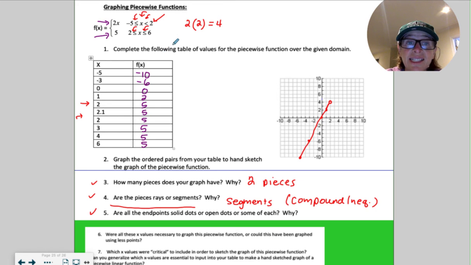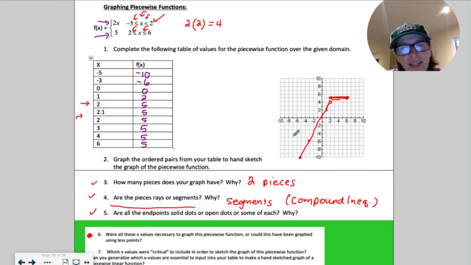We see that it's a constant function. It is a closed circle between the segment. So I have a closed circle here. I'm going all the way to 6, like that. And you can see again, it is a piece of a function. And it says, were all these x values necessary to graph the piecewise function, or could this have been graphed using less points? So this is important.